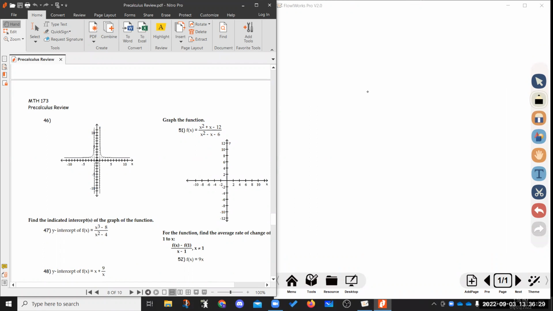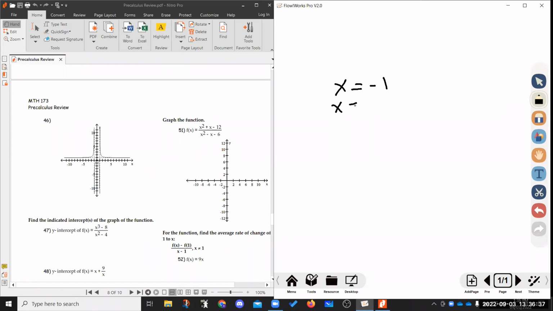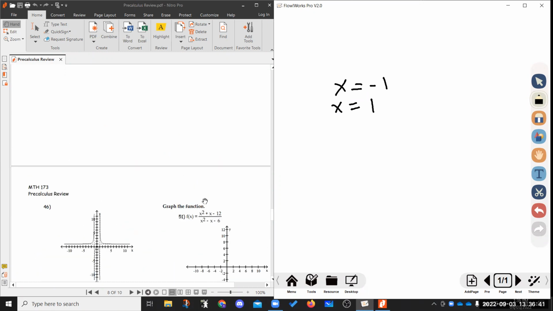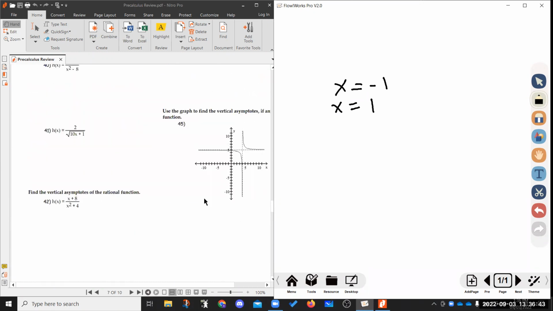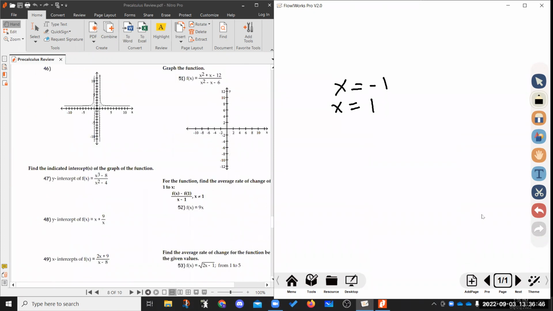It looks like in 46 that we have x equals -1 as an asymptote, and it looks like x equals +1 is an asymptote. So those are our vertical asymptotes. It didn't say anything about horizontal, right? Nope, just the vertical asymptotes. All right.